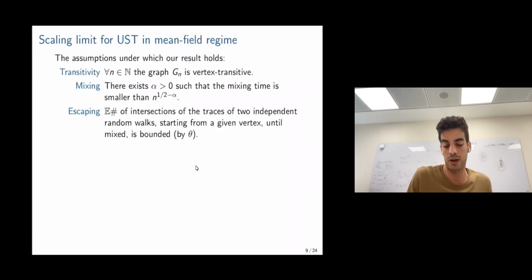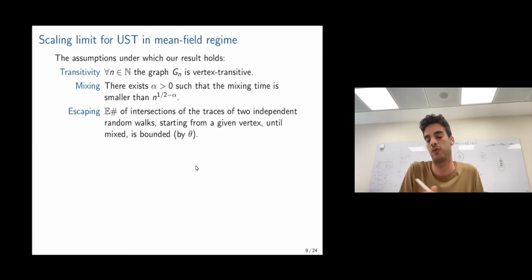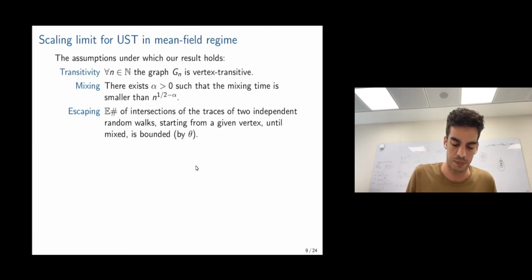Therefore, of the three assumptions that we have, one of them is transitivity, but the other two are stated in terms of the random walk on the graphs. The second one is mixing. We want the graphs to mix quicker than square root n, much quicker. This kind of means that if we take the random walk, we want to forget where we started the random walk on the graph before we make the typical distance steps. We expect that in these graphs the typical distance will be square root n, so we want to mix before we reach this typical distance.